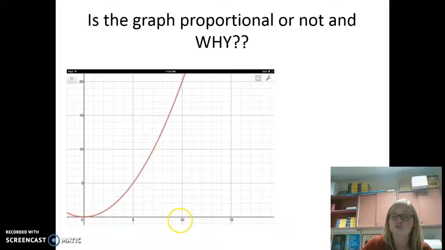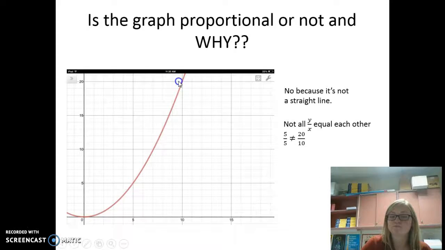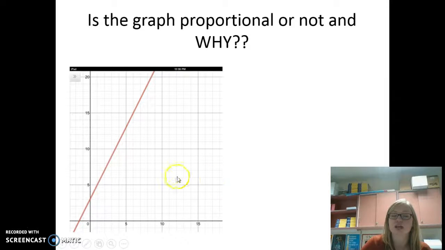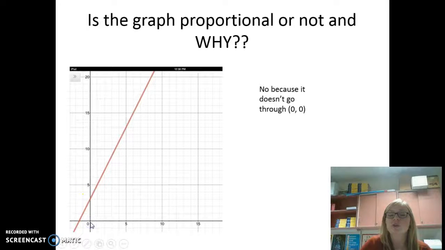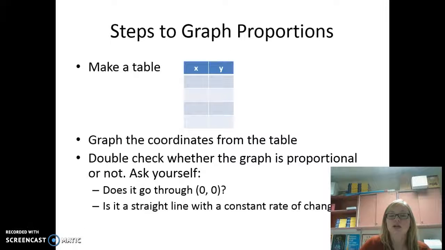That means it's proportional. This graph goes through 0, 0, but it does not make a straight line. So you do not even need to test for the constant rate of change because it's not a straight line. So that's not proportional. This graph starts at 0, 3, I believe, not 0, 0. So right off the bat, it does not hit the first key idea, so it is not proportional.